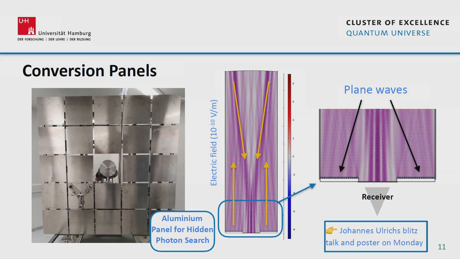Of course, the main ingredient for a radio telescope is a coherent wave hitting the parabolic mirror and focusing the signal into our receiver. We also simulated the effect of this. You can see this is a really nice plane wave going away from our conversion panel, hitting the parabola and focusing exactly into our receiver. This simulation was already discussed by Johannes Ulrich on Monday.